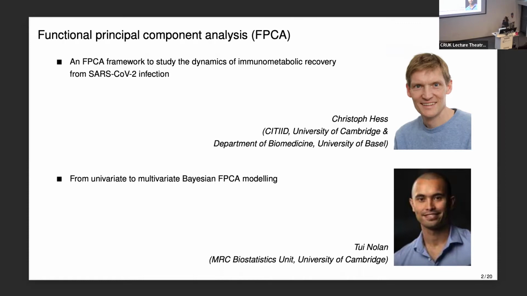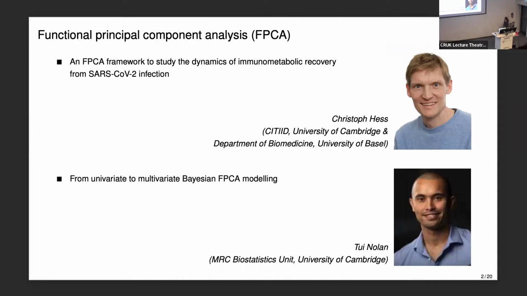And these items are the results of joint work with several colleagues, but in particular two colleagues whose contribution was really essential here. So Christoph Hess, who is a professor of experimental medicine, and with Christoph, we used an FPCA framework to model recovery trajectories of immune parameters in COVID patients from Cambridge hospitals.